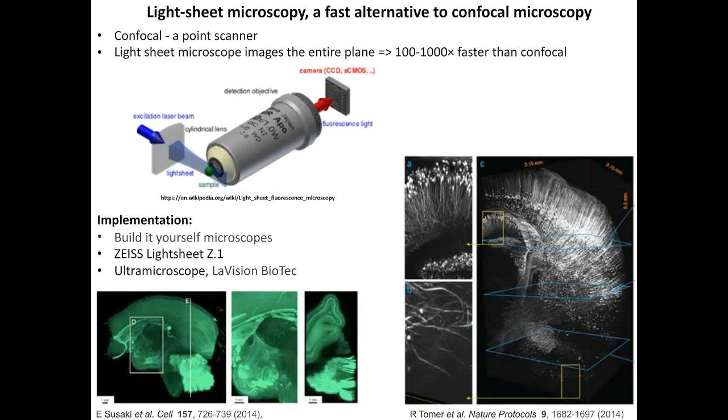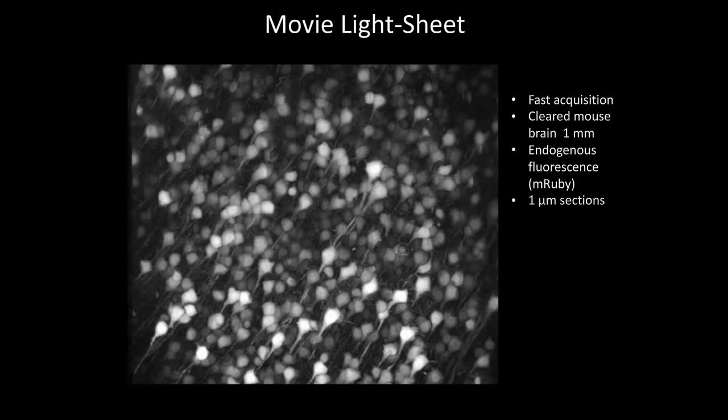So how do you implement it? You can either build the microscope yourself, as you can see here to the right. And this is Raju Tomo's paper. He was the first one able to image an entire mouse brain using a light sheet microscope. And in many ways, I'm following his steps. And then you have two commercial products, the Zeiss Light Sheet Z1 and the Ultra Microscope. These are two ways to build a light sheet or to buy one.